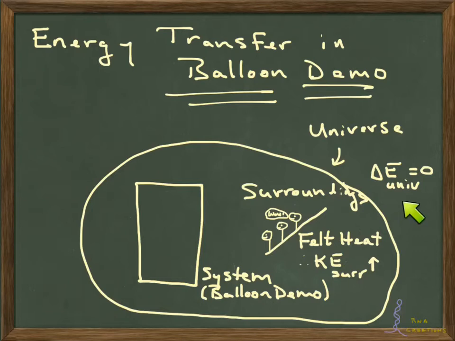We know from the first law of thermodynamics that the change in energy in the universe is zero. In other words, energy is neither created nor destroyed in any process in the universe. That's also known as the first law of thermodynamics.